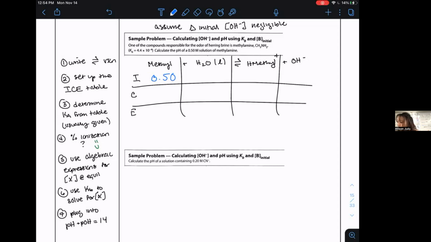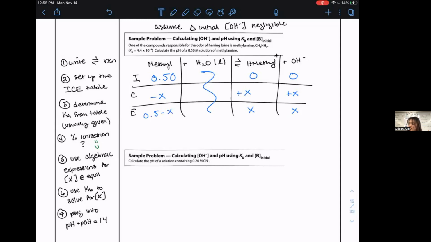So we were told that we have a 0.50 solution of this methylamine. So we just do our usual algebraic stoichiometric ratios: minus x, plus x. We know that we have a 0.5 molar solution, and we don't really know anything else. So we know it's x, and it's 0.5 minus x.